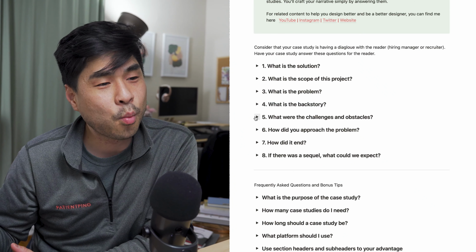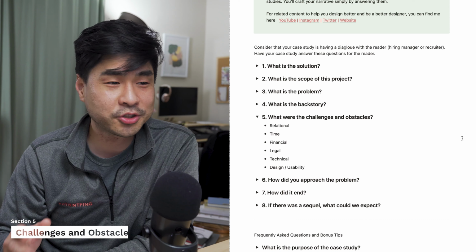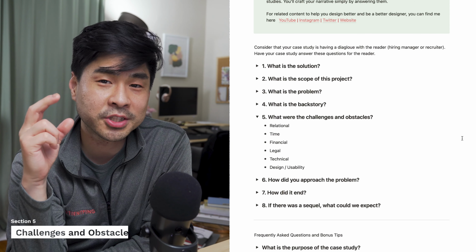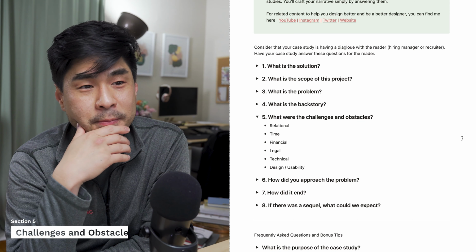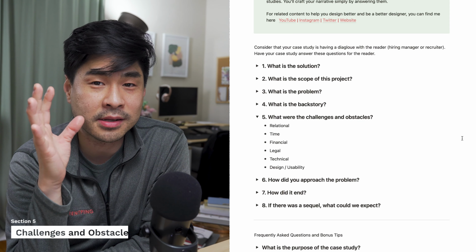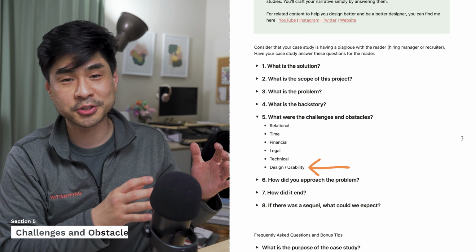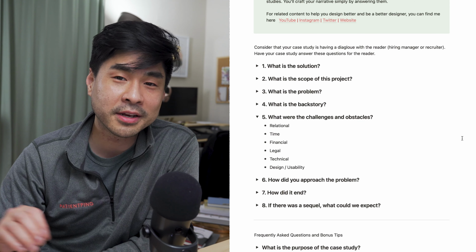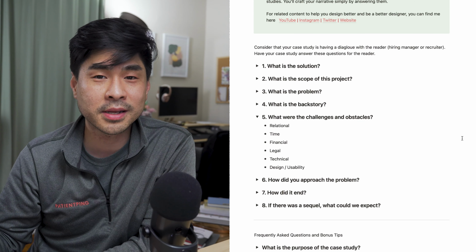The next section is, what were the challenges and obstacles? I know this seems pretty straightforward, but I think there are dimensions of challenges and obstacles that I often see being overlooked. Most design case studies really focus only on the usability piece. A user had an issue doing this, I tested it out and I solved it, which is completely fine, right? For junior designers applying for junior design roles, I think that's completely acceptable, right?